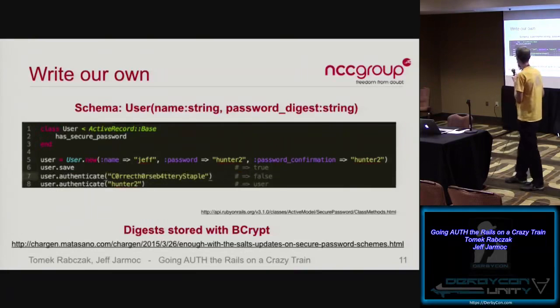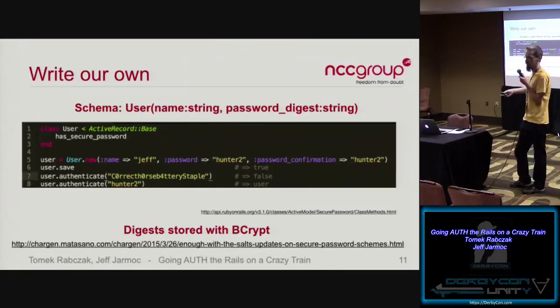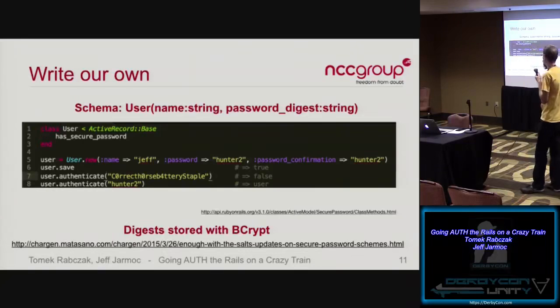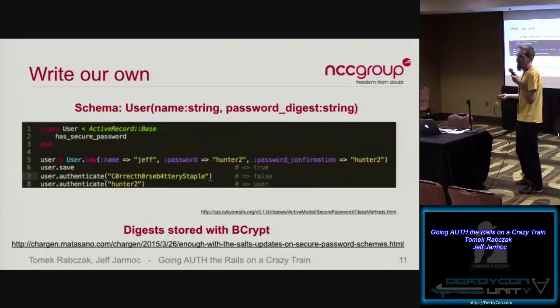Some of the other things you get with has_secure_password: you get an authenticate method. You pass the password to the user model's authenticate method, and it returns false if it's wrong. If it's correct, it returns the user model itself. So you've got a really simple authentication function.